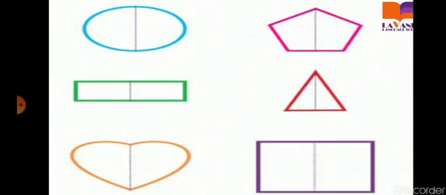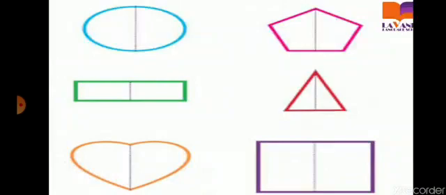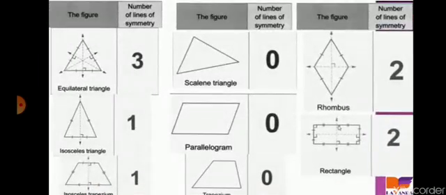Symmetry, like what? These shapes are divided into two congruent shapes. This is called the symmetry axis or symmetrical axis, the symmetry line. I want you to keep these shapes and how many symmetry lines. Lines of symmetry are the lines that divide the shape into congruent shapes.